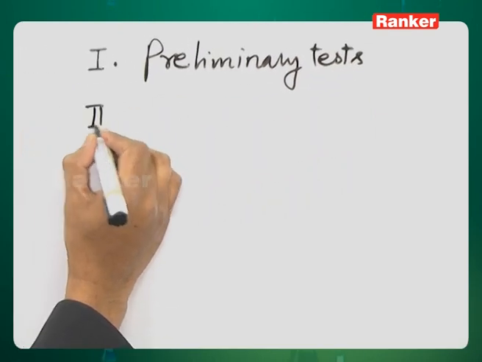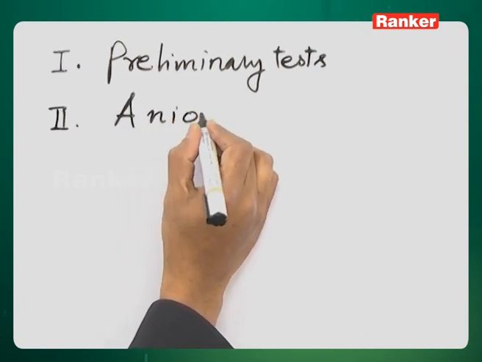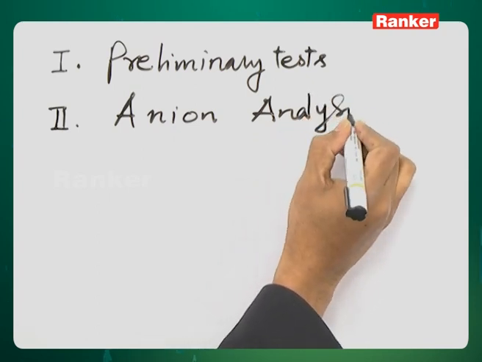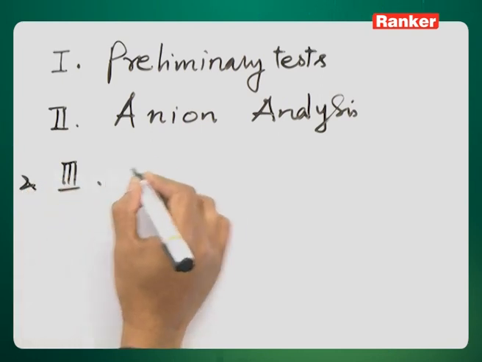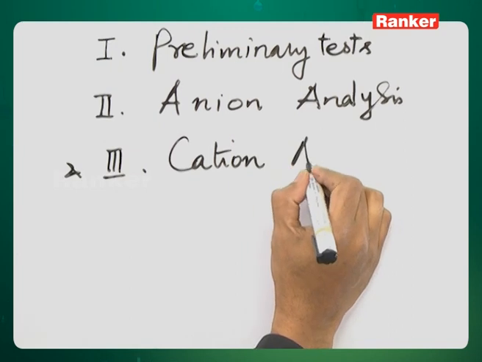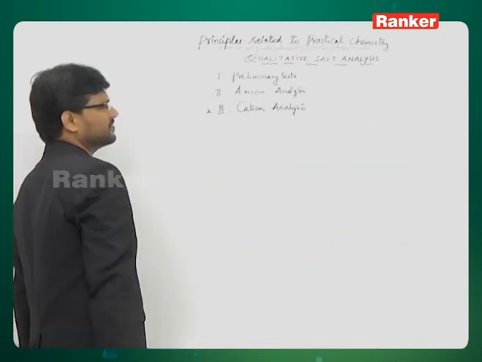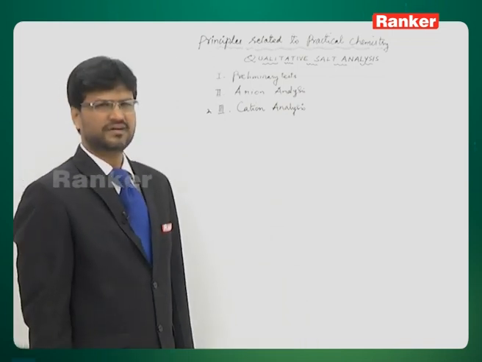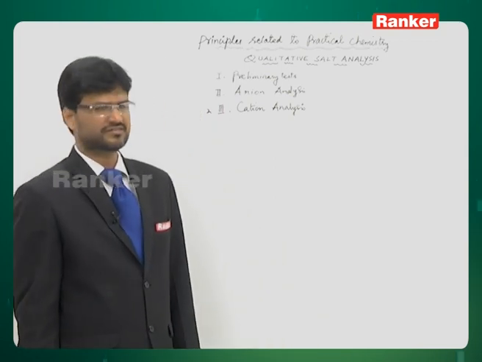In the second stage, we will be doing anion analysis, and in the third and final stage, we will be talking about cation analysis. So, 3 stages: preliminary test, anion analysis and cation analysis. So, let us start with the preliminary test for the salt.